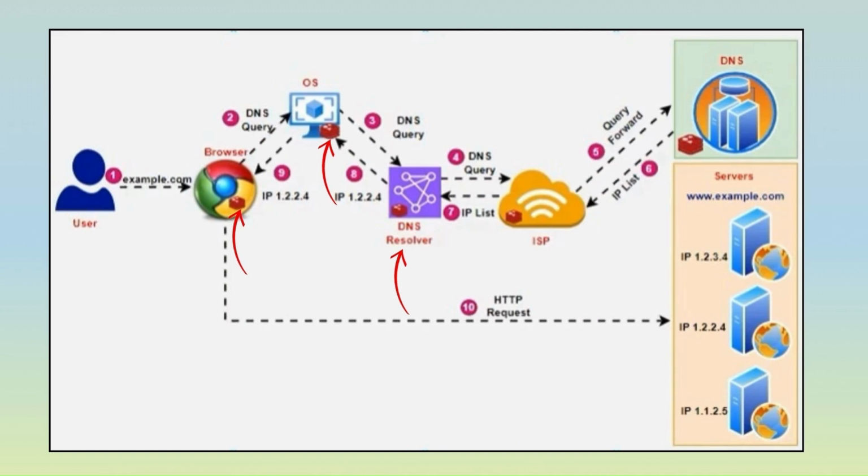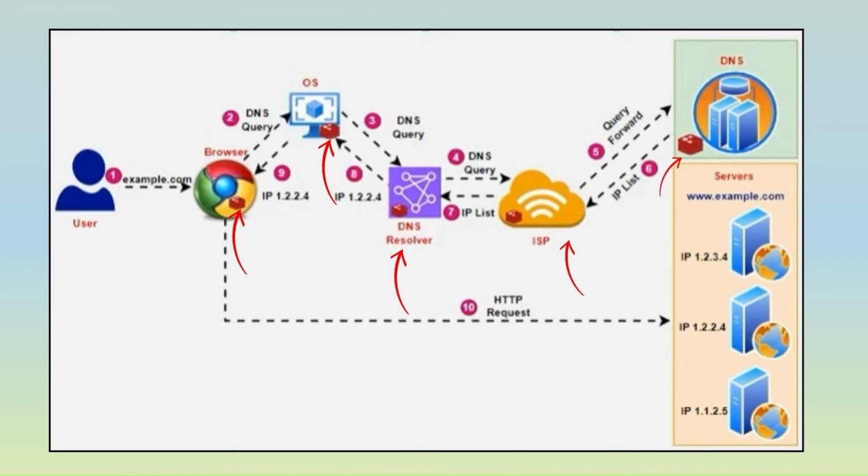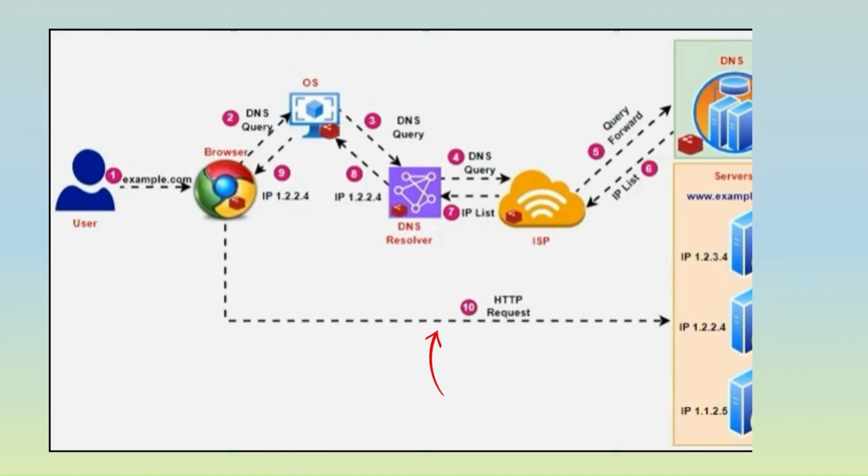The DNS resolver searches its cache for the mapping of example.com to an IP address. If the information is not found in the resolver's cache, it queries the ISP and after that DNS infrastructure for the IP address. You can see the cache usage at various levels in the diagram. Once the IP address is located, it is returned to the browser via the operating system, allowing it to connect to the correct web server and retrieve the desired web page.